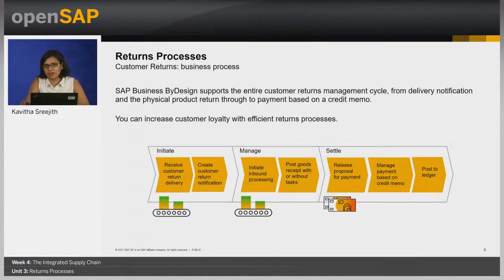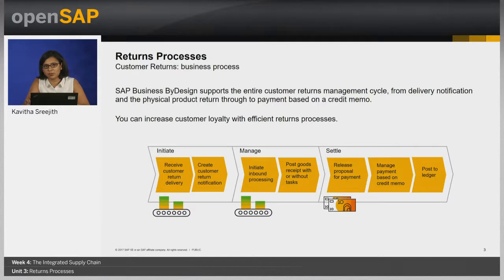SAP Business ByDesign supports the entire customer returns management cycle from the delivery notification and the physical product return through to the payment based on the credit memo. The process consists of three major segments: initiate, initiation of returns from the customer; manage, managing and processing the goods received; and then finally settle, that is the settlement of refund or payment for the returned goods.